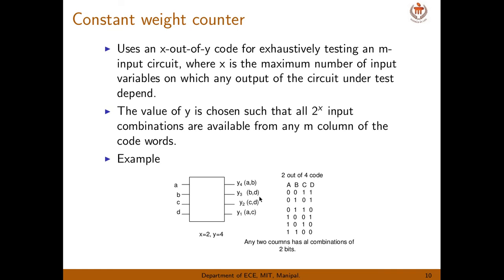Why are we doing this? Because each output is a function of at most 2 inputs. So if you take any 2 columns, all possible combinations must be present, so that we can exhaustively test Y4, Y3, Y2 and Y1. Okay, so that's all about this tutorial.